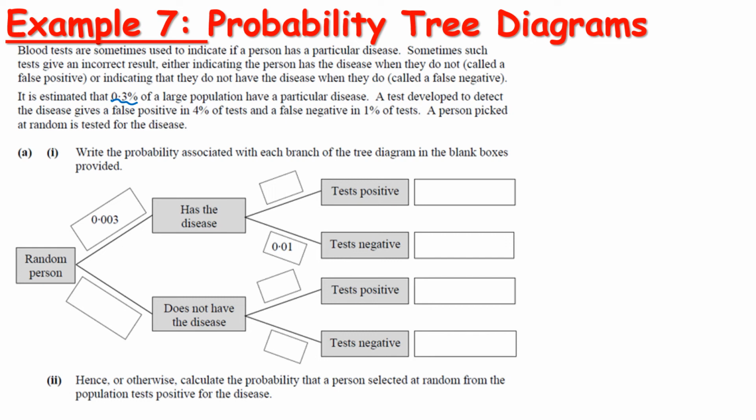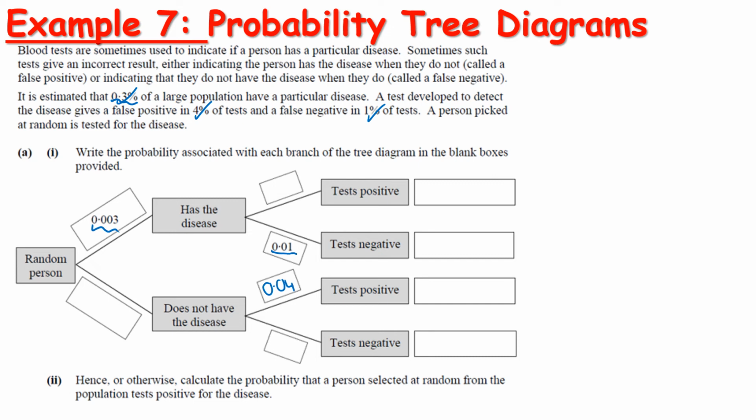Now that is given to us on our probability tree diagram here. A test developed to detect the disease gives a false positive 4% of the time. That means if you do not have the disease, it tells you you do. So this actually goes in here on our tree diagram. That one's already there. And it gives a false negative 1% of the time. So that is given here. A person picked at random is tested for the disease. What is the probability associated with each branch of the tree? So write the probability associated with each branch of the tree in the blank boxes.